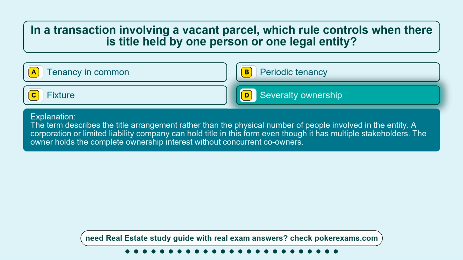The term describes the title arrangement rather than the physical number of people involved in the entity. A corporation or limited liability company can hold title in this form even though it has multiple stakeholders. The owner holds the complete ownership interest without concurrent co-owners.